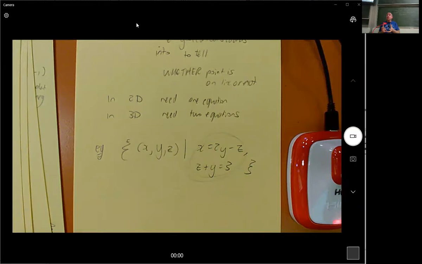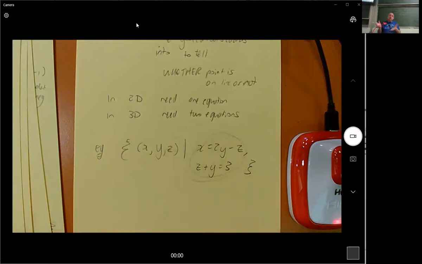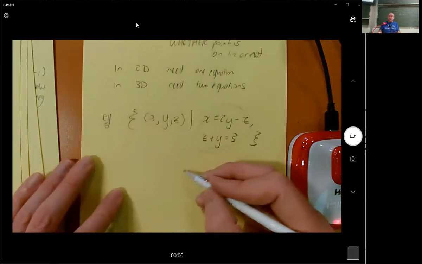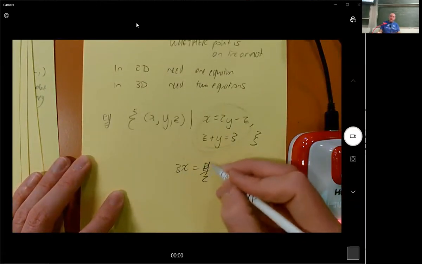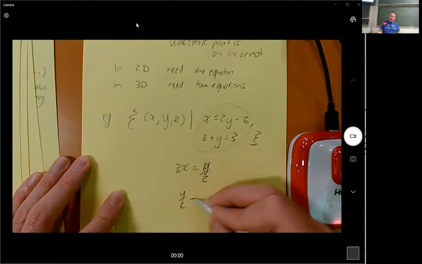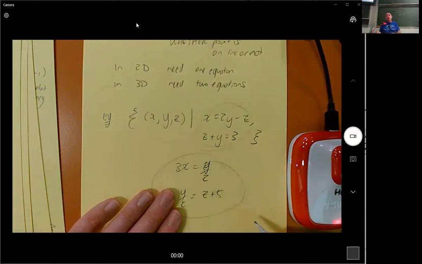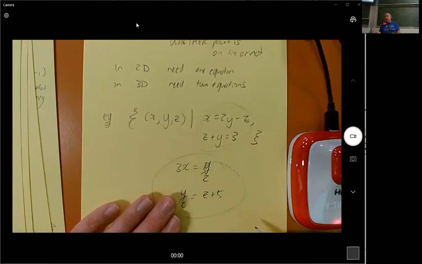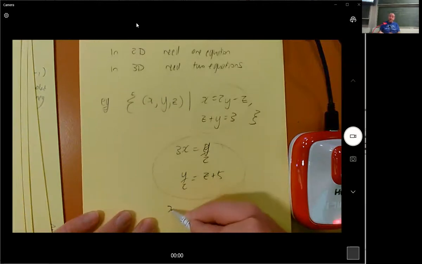And I'll say that any 2 equations, as long as they're not multiples of each other, and they don't have squares or anything like that, should tell you where a line is. This is a line too. But it's much more common to have something that looks more like 3x equals y on 2, and in combination y on 2 is equal to z plus 5 or something like that. That's what you're more familiar with for a Cartesian form, I think, in Maths 1M. Is that right? But this is still 2 equations.